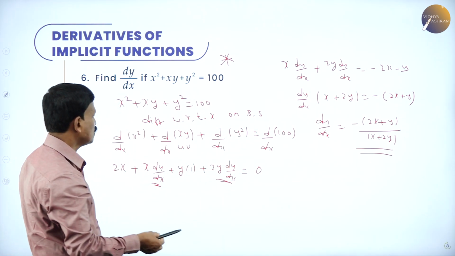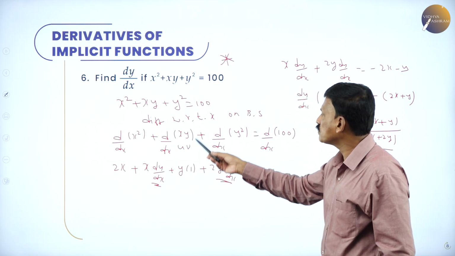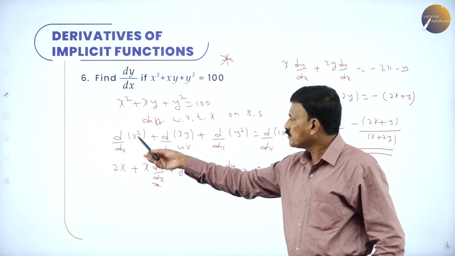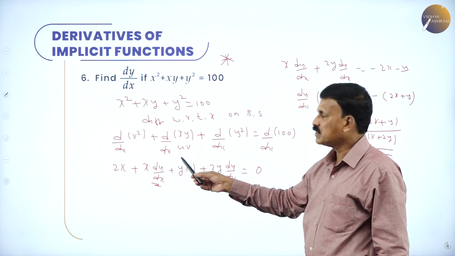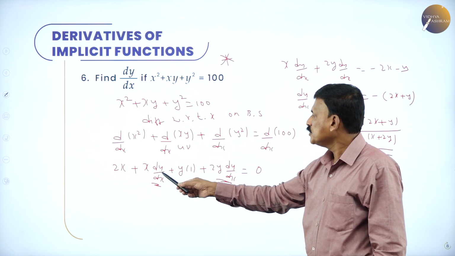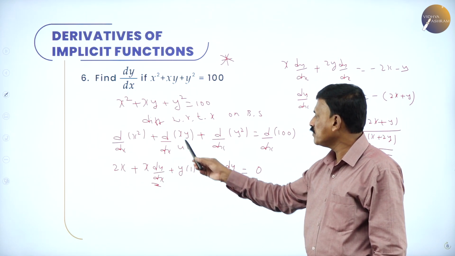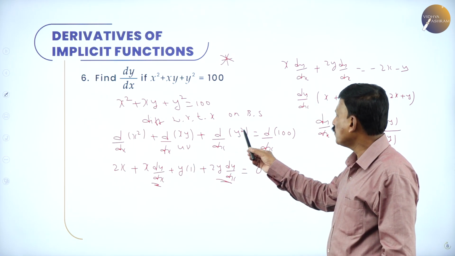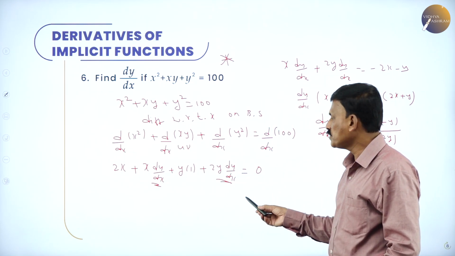Differentiating with respect to x on both sides, what will we get? d by dx of x square plus d by dx of xy plus d by dx of y square is equal to d by dx of 100. Now differentiation of x square is 2x. This is uv, two variables, so you can apply the product rule for this. First function into derivative of second function is dy by dx, plus second function into derivative of first function x is 1. Whereas this is again function of a function. Derivative of y square is 2y dy by dx, and 100 is a constant. Derivative of a constant is 0.